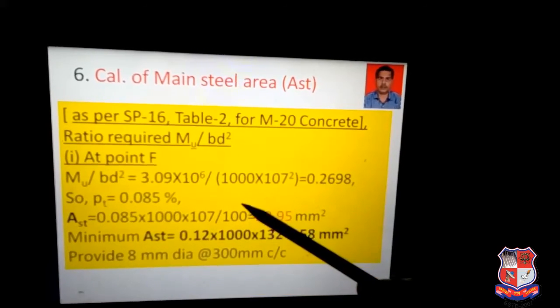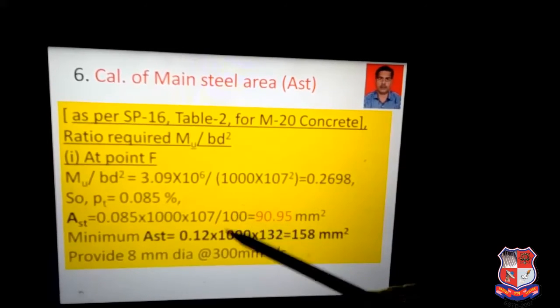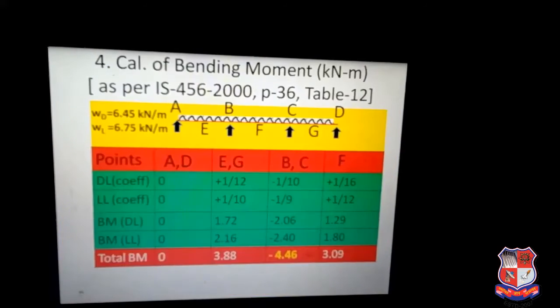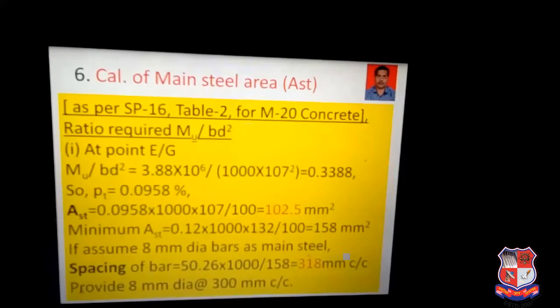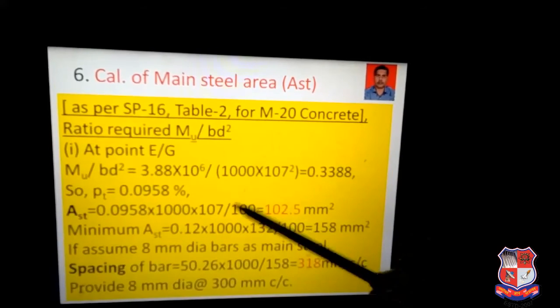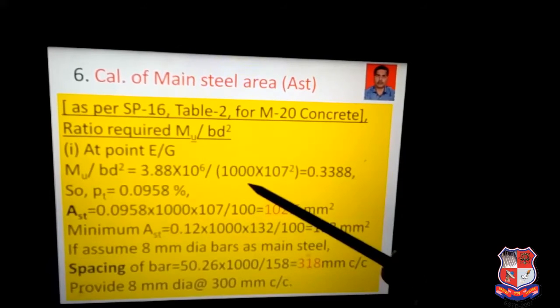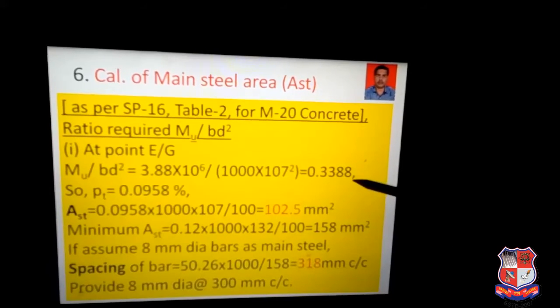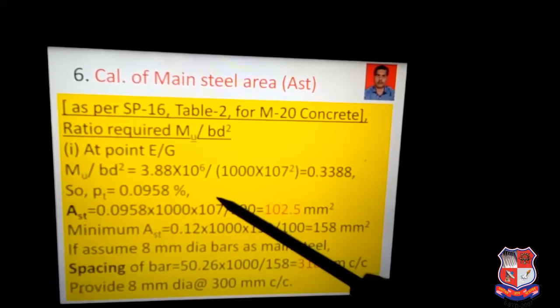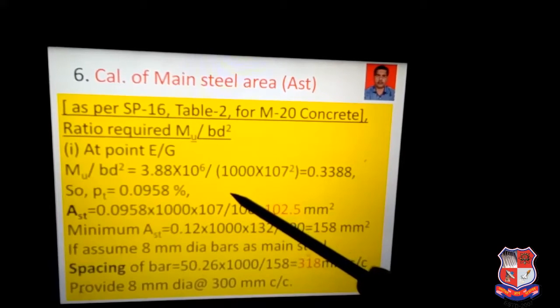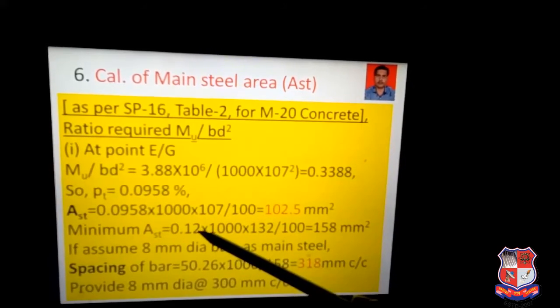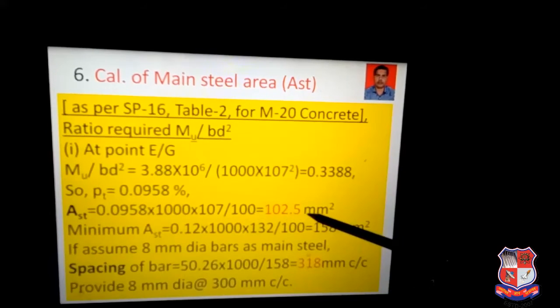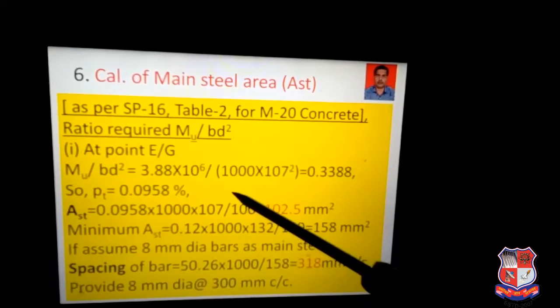Now for the point F, that is the midpoint of the intermediate span, the total moment for the midpoint F, as you can see in the diagram, is 3.88. For this moment we have to find Mu by b d square: 3.88 times 10 to the 6 divided by 1000 divided by 107 square, the d square, so this comes to 0.3388. So the percentage value pt comes to 0.0958%. Corresponding to this percentage, the area of steel Ast comes by putting all values to 102.5 millimeters. Again, this is less than the required percentage.